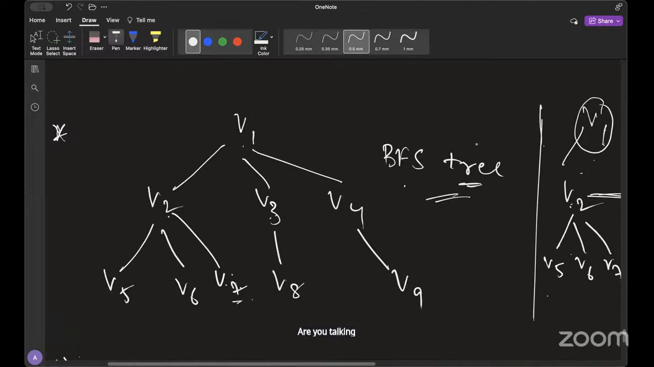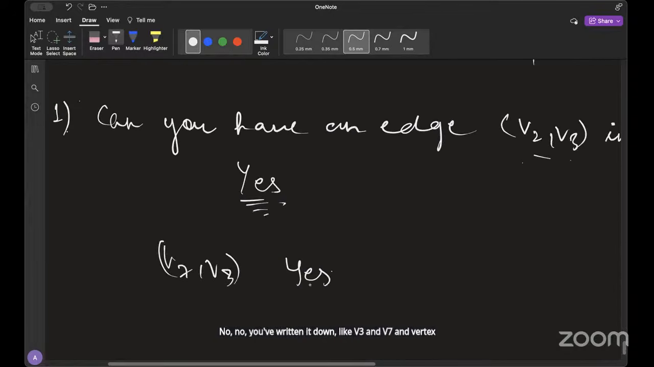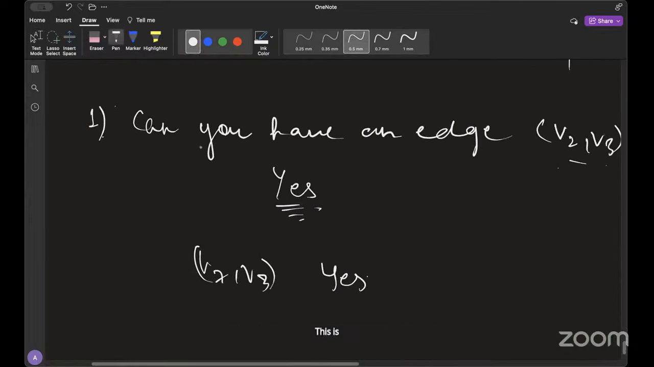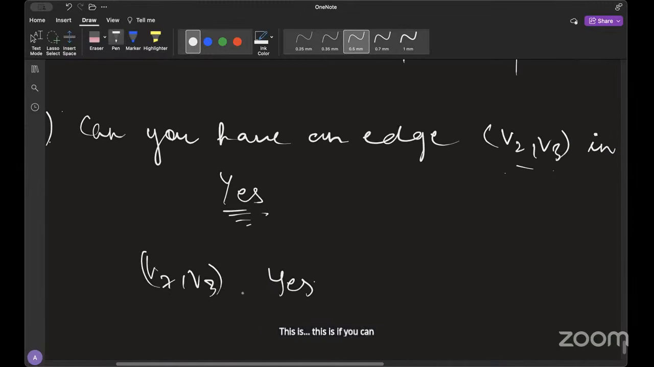Are you talking about the BFS tree? No, no, you've written it down, no? Like V3 and V7 are vertices. Yes, this is if you can have an edge in the original.